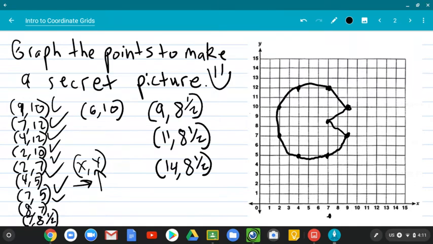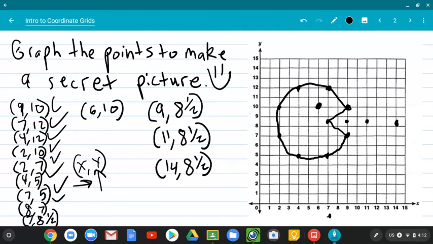All right, across 6, up 10. Maybe you're thinking, I know what this is. Across 9, up 8.5. Across 11, up 8.5. And across 14, up 8.5. Can you predict or can you figure out what that is? Let me know if you got that. That was kind of fun.